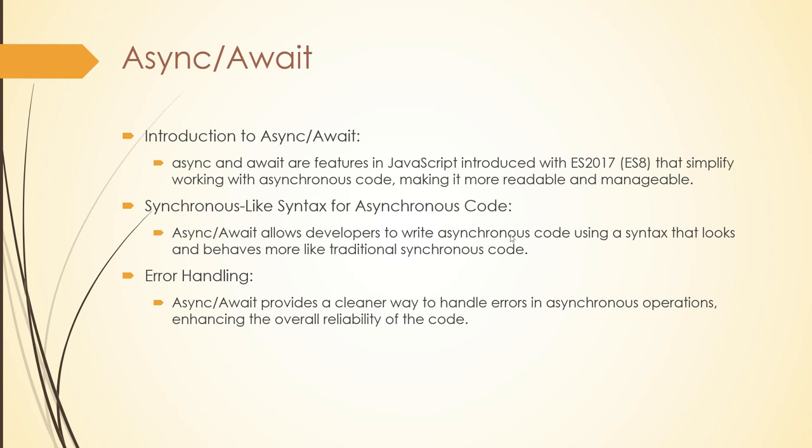Async await is a new feature added in JavaScript version ES 2017, also known as ES8. Async await makes asynchronous code be written like synchronous code. Async await provides a better way to handle errors. At the same time, it also provides reliability of the code.